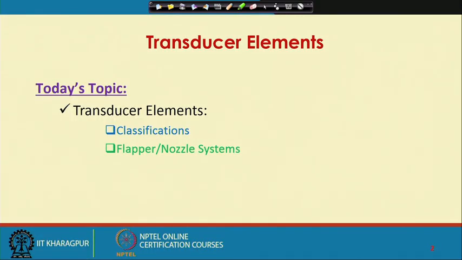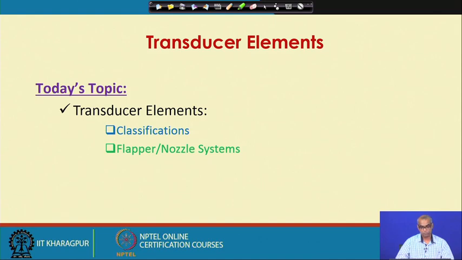So, essentially the transducer elements will change the nature of the signal. So, input signal and output signals will be different for transducers. In this week we will talk about different transducer elements that are useful for chemical process industries. So, today's topic is transducer elements.